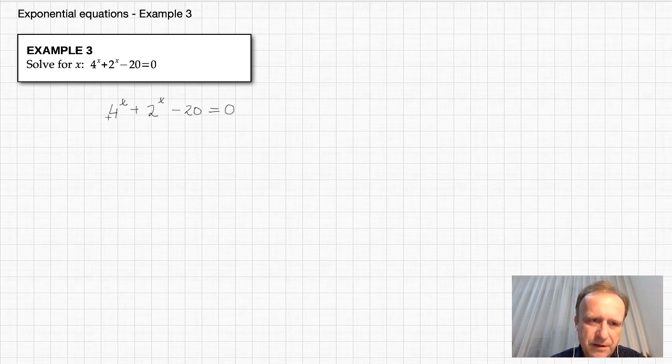What you notice here is that there are two different bases, and this is a very bad situation, because if we want to use our method saying that if a to the power of x equals a to the power of k, then it means that x equals k, we need the same base. So perhaps let us try to use the same base, and there is a possibility of transforming number 4 to 2 to the power of 2. So let us do this as the first step.